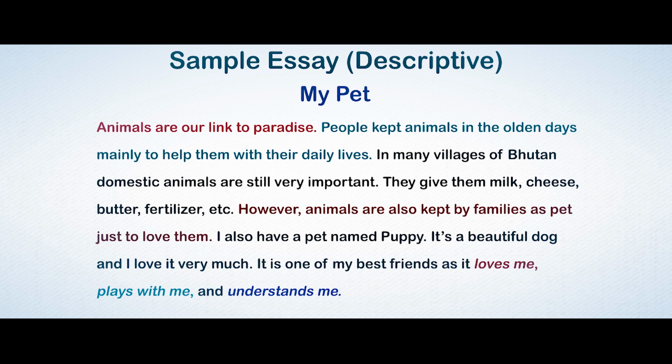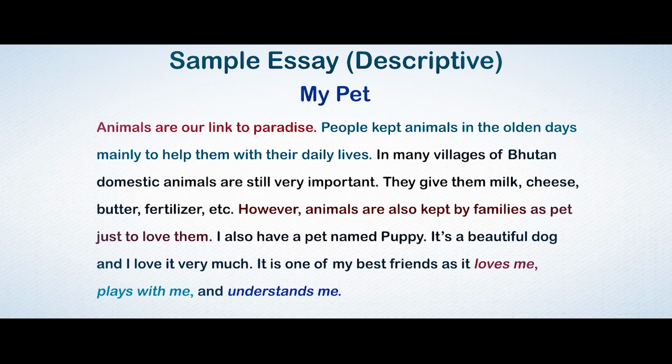"In many villages of Bhutan, domestic animals are still very important." What follows, "they give," is just an explanation or elaboration on the point mentioned in sentence number three. You see this very special word there, however. Words such as however and but help the writer to insert or incorporate an opposite idea. So you see the word however, and then after that, "animals are also kept by families as pets just to love them." So what's happening here now?